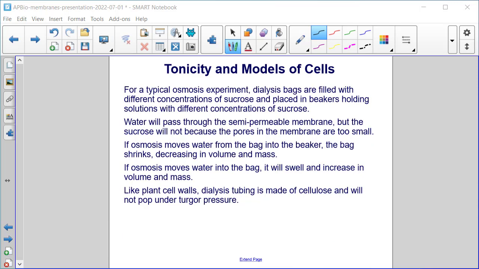For a typical osmosis experiment, dialysis bags are filled with different concentrations of sucrose and placed in beakers holding solutions with different concentrations of sucrose. Water will pass through the semi-permeable membrane, but the sucrose will not because the pores in the membrane are too small. If osmosis moves water from the bag into the beaker, the bag shrinks, decreasing in volume and mass. If osmosis moves water into the bag, it will swell and increase in volume and mass. Like plant cell walls, dialysis tubing is made of cellulose and will not pop under turgor pressure.